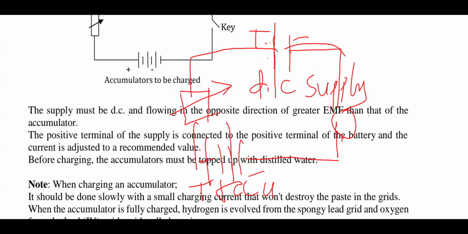That won't destroy the grids, the terminals of the accumulator. Then when that accumulator becomes fully charged, the hydrogen gas is enveloped from the lead, and the oxygen is enveloped from the lead peroxide, which is where it becomes all lead oxide at that point.